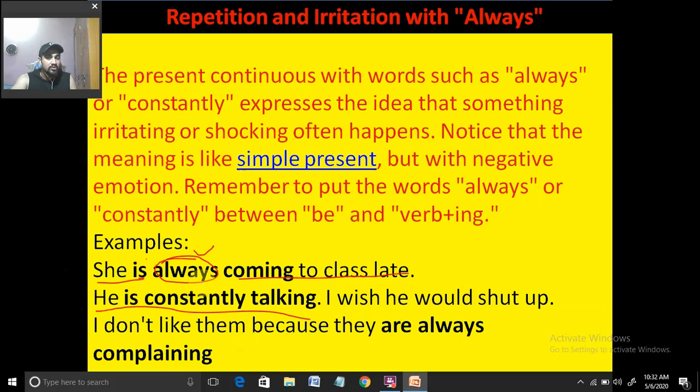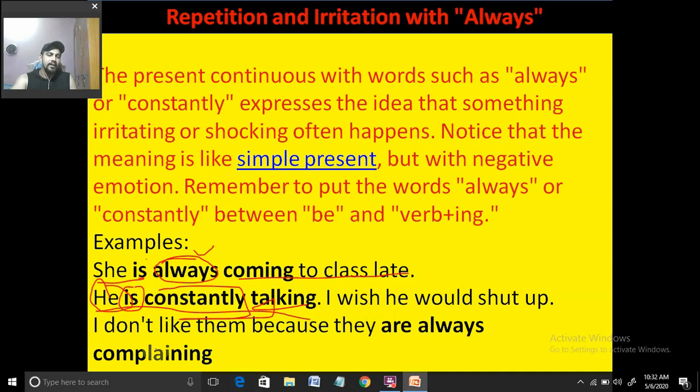So he is constantly talking, because he is used as the subject. He is the singular subject, that is why is is used here. Then constantly is the adverb and talking is the main verb. He's constantly talking. I wish he would shut up.